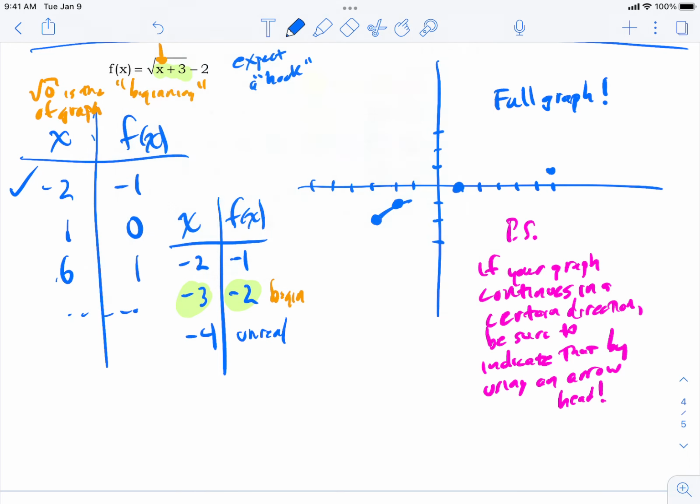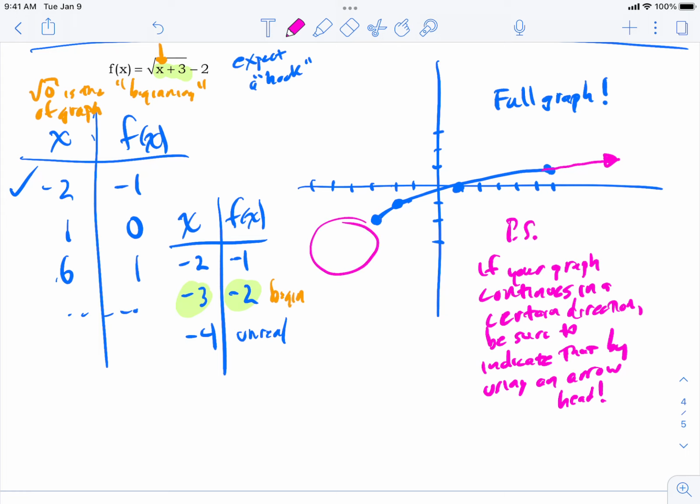So those are the points I graphed, right? Is that a good graph? Is that a good answer? No, that's a terrible answer. Why is it a terrible answer? Because there's more to this graph. It doesn't just end there, it keeps going.